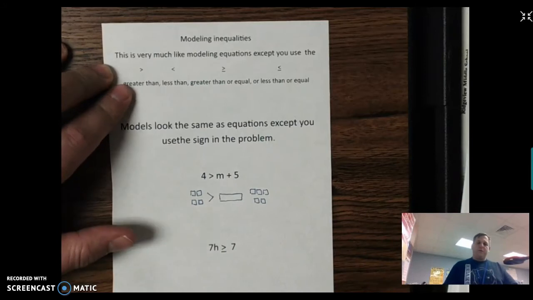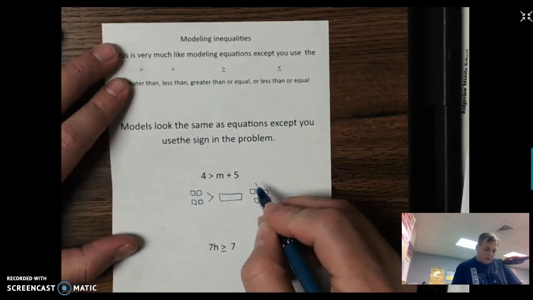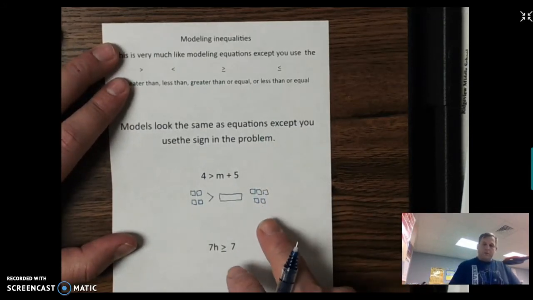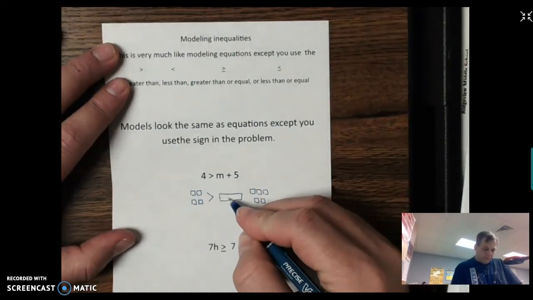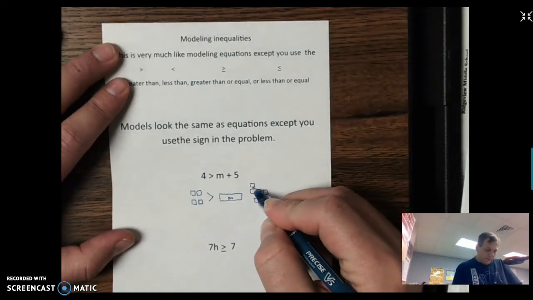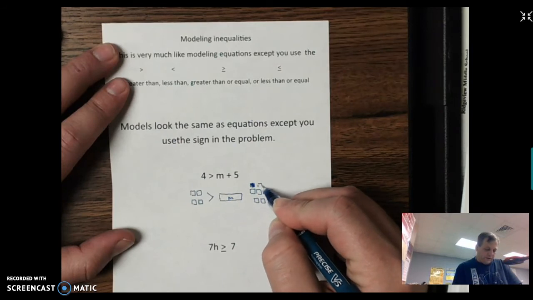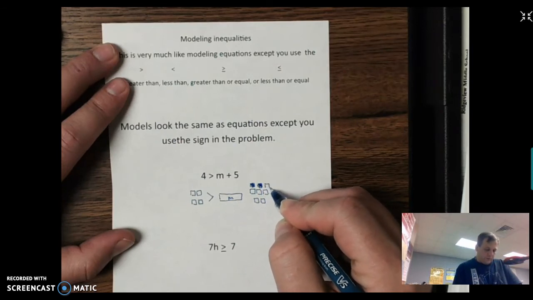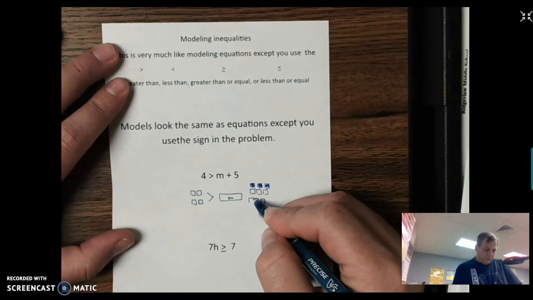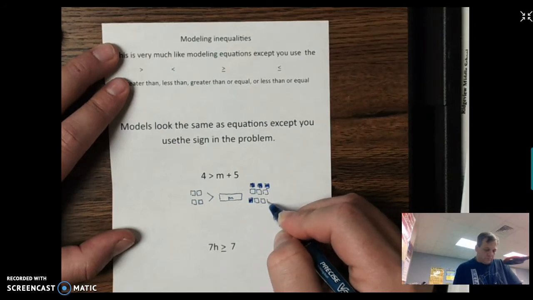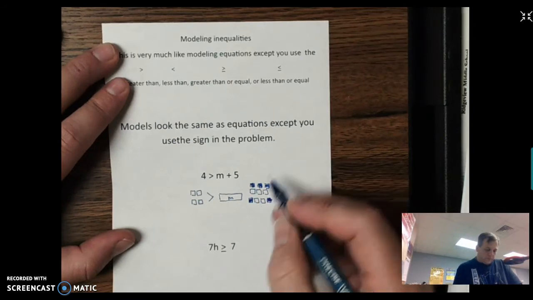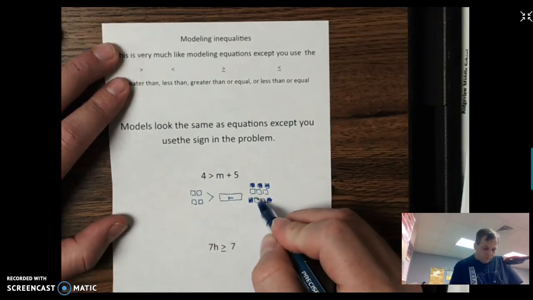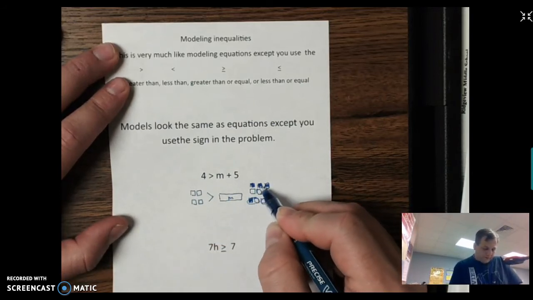Okay, if we want to solve this, we have to zero pair all our ones out on the side of our variable, which is m in this case. So we would add 5 negatives, which would zero pair all of those out. So all we're left with is the 1x.